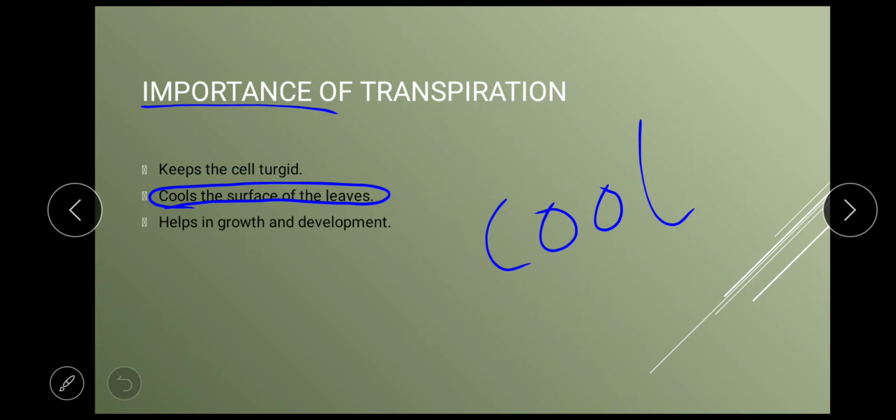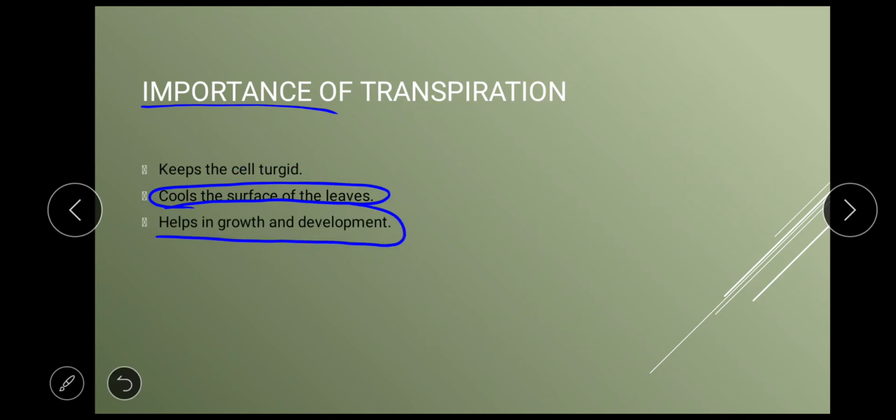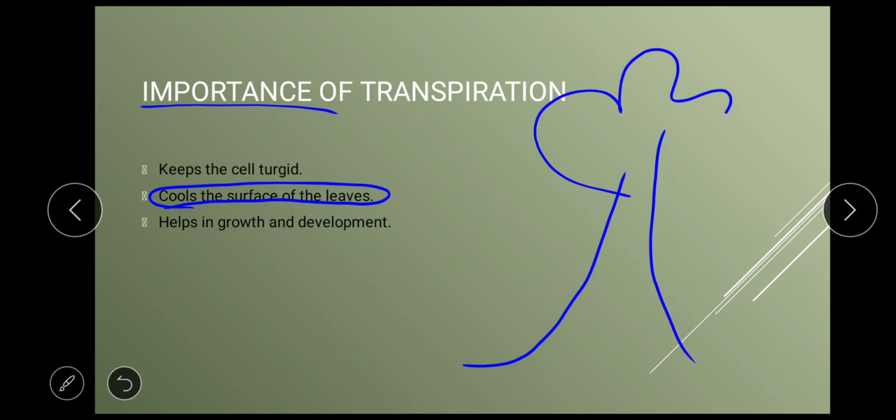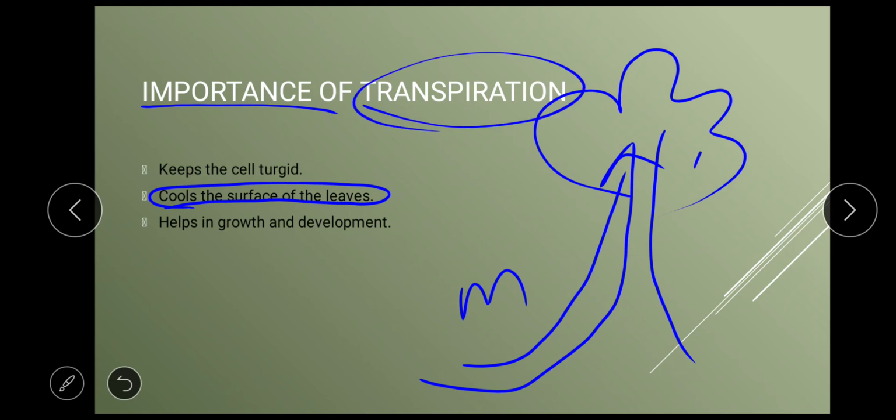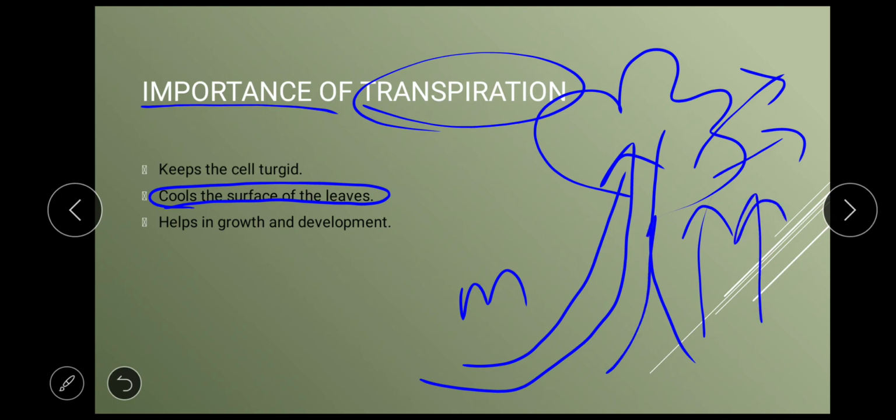Next, it helps in growth and development. Now this is a very important point. How growth and development? See, if this is a plant, when water goes up, along with water, minerals also enter the plant. Because of transpiration, there is water loss, so more and more water is coming, and continuously water is coming up. Along with that continuous water, minerals are also entering the plant.